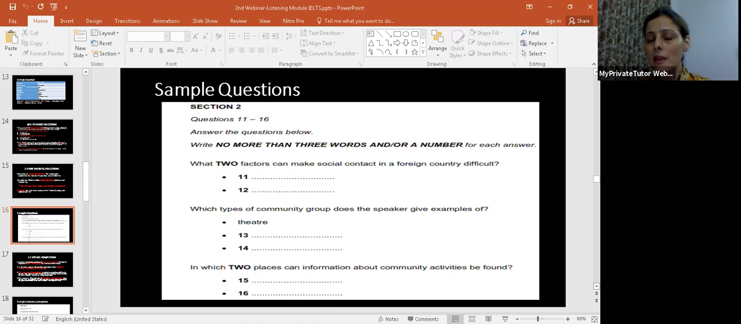Why are the numbers here, 11, 12, 13, 14? Because in the answer sheet you're going to have a section to answer this 11. What is going to be the answer? You're going to shift the same number, whatever is in here, maybe option A, option B, something like that. You're going to shift it over there. You have to be very particular. You have to use your intelligence in shifting your answers carefully to the answer sheet from the question booklet. So number 2, which types of community group does the speaker give examples of? Theater or other things?